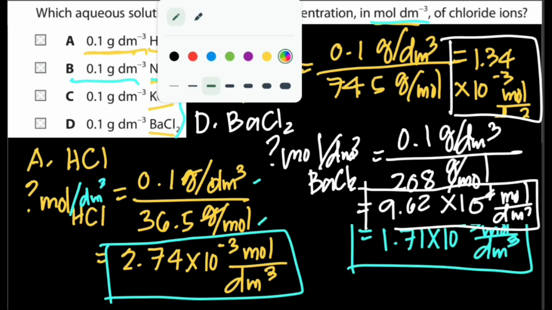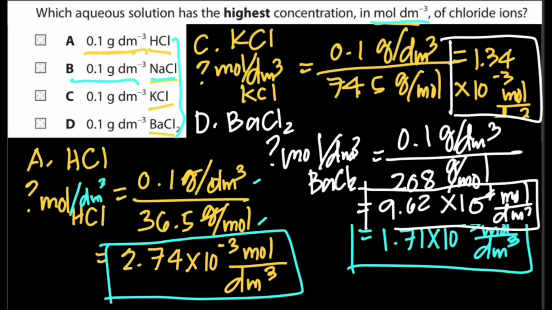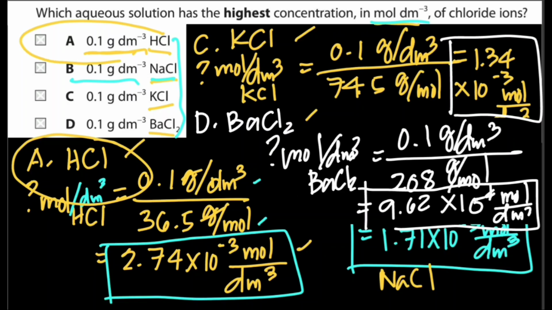All right, now comparing all of the 4 concentrations here, for hydrochloric acid, for NaCl, for potassium chloride, and then for barium chloride, HCl here has the highest concentration in mole per cubic decimeters. Therefore, the answer here is letter A.